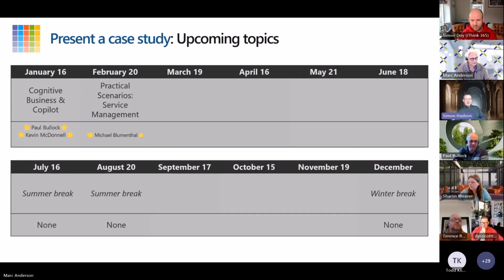Right, so we haven't mapped out the rest of 2024 yet. We will get to that, but today we're doing the cognitive business and the impacts of Copilot on that. And then next month, Michael is kindly going to come along and talk to us about a new class of content we're producing called practical scenarios. That's looking at a particular scenario like service management and figuring out how one would apply maturity models to thinking about improving that one thing.